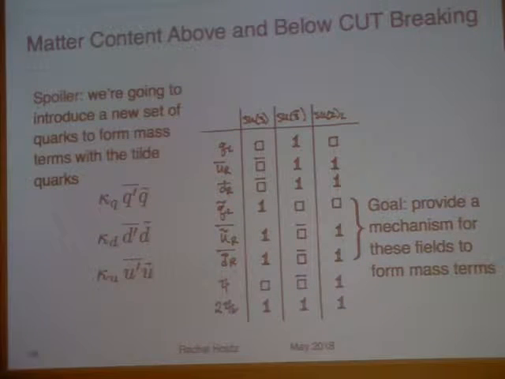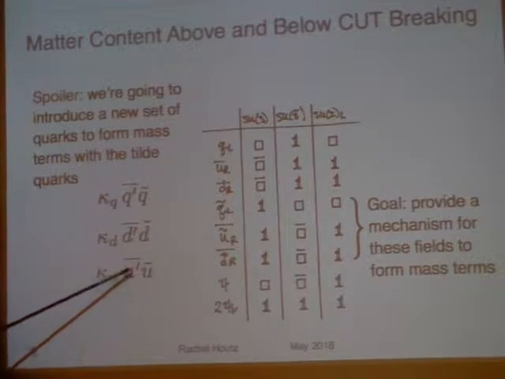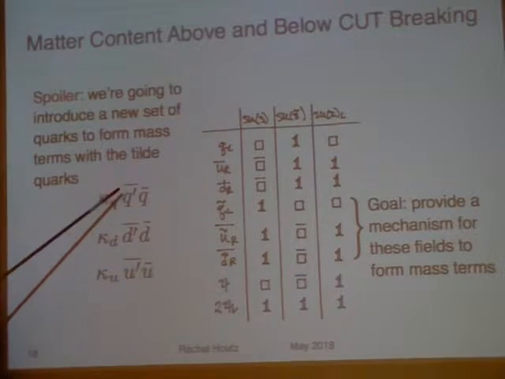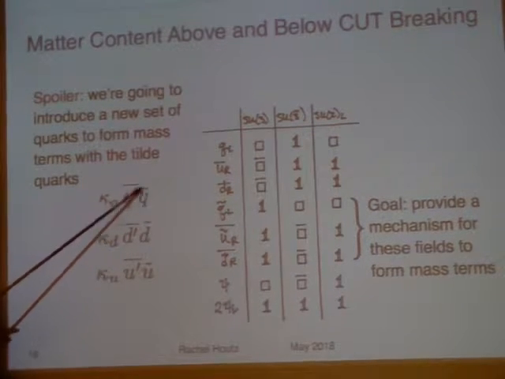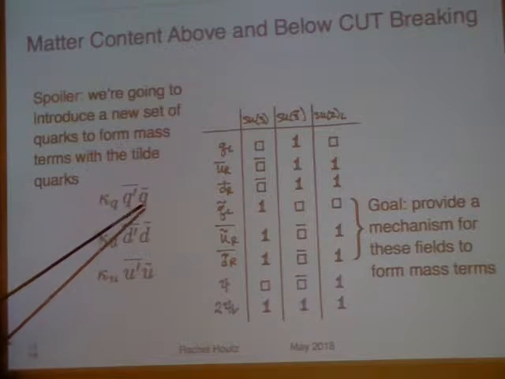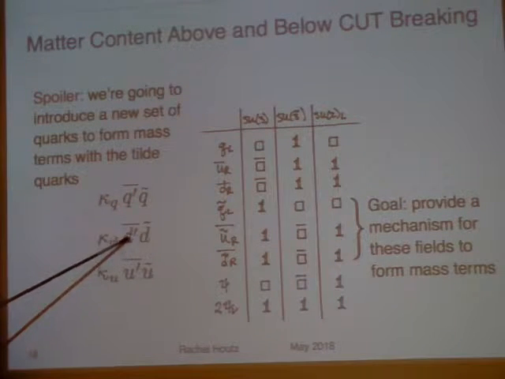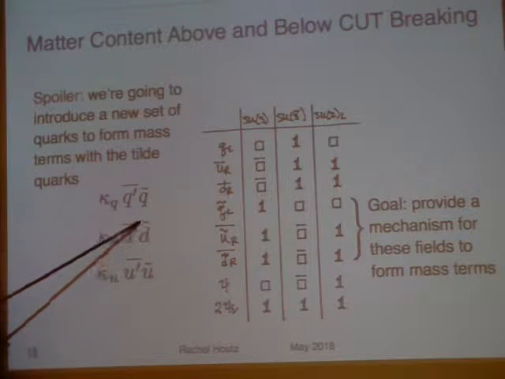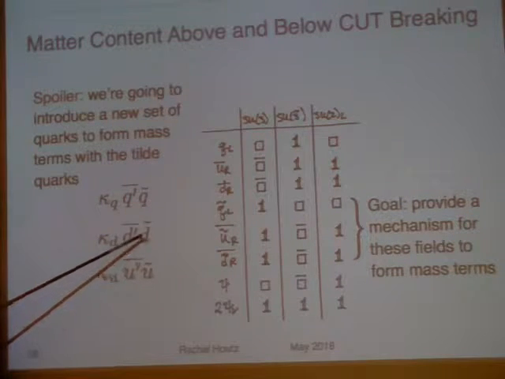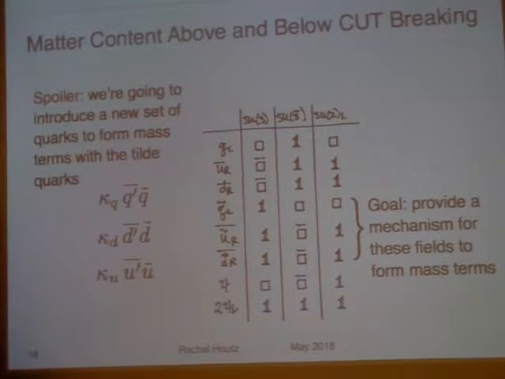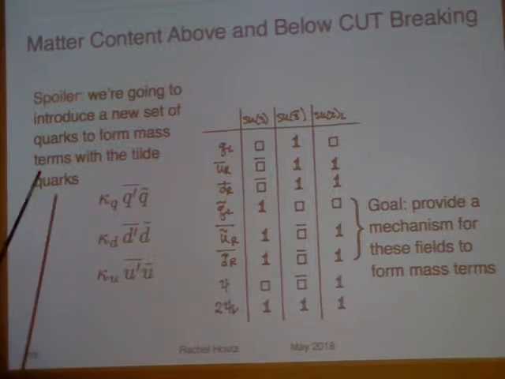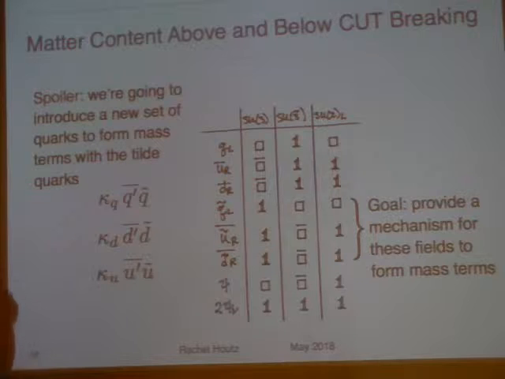And the spoiler is that we're going to introduce a new set of quarks to form mass terms like this. So we're going to have some SU2 left charged prime quark that can form a gauge invariant mass term with Q tilde. And then some SU2 left singlet down prime, which can form a gauge invariant mass term with D tilde, and the same for U and U tilde. So we can't do that now with the current gauge assignments, but that's what we're going to end up with. But we have to play some games to do this.